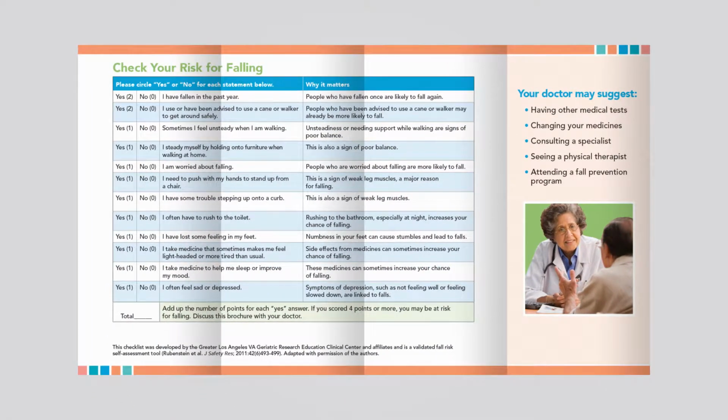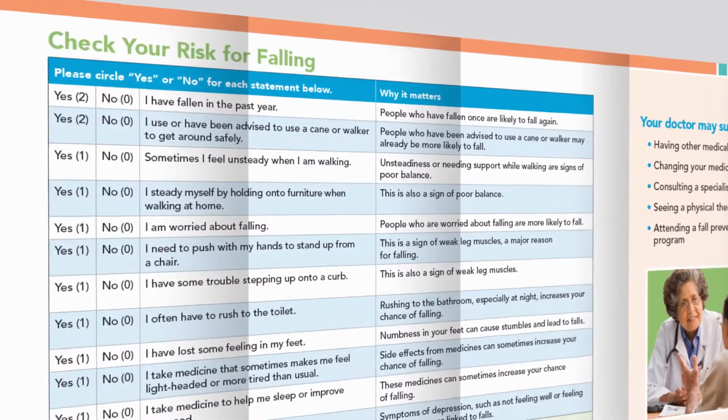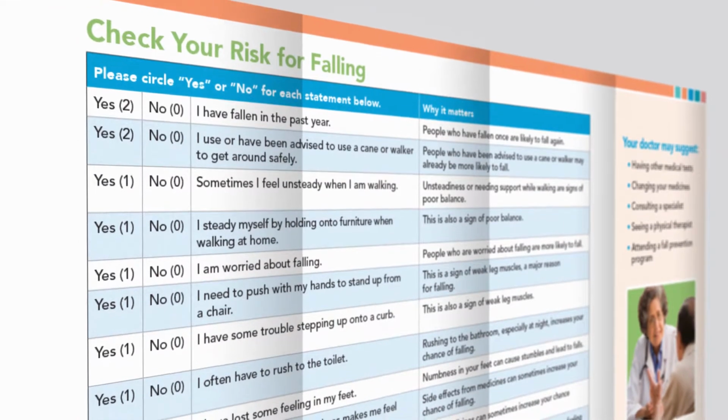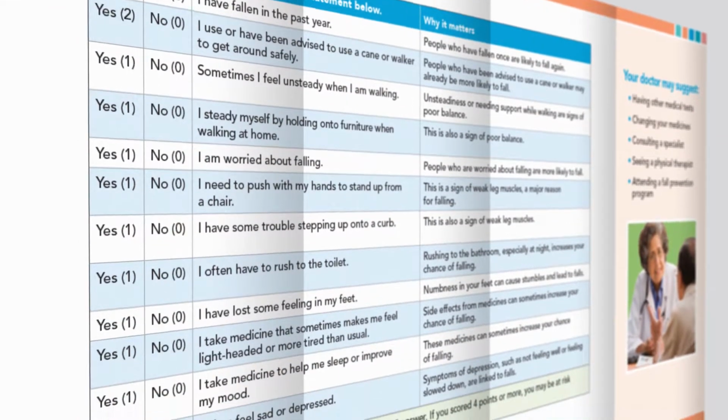Another screening tool is the Stay Independent Brochure, a validated fall risk self-assessment. A patient can fill it out at home or while they're waiting to see a pharmacist, and you can review it together. The brochure highlights the patient's specific risk factors and helps guide your discussion.